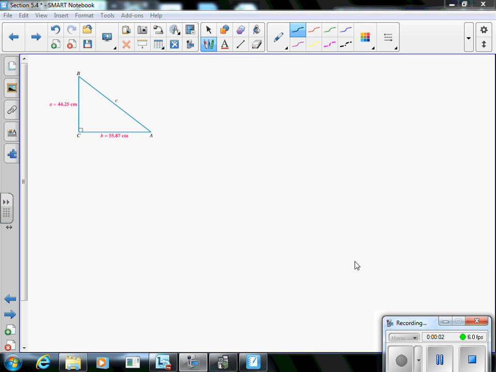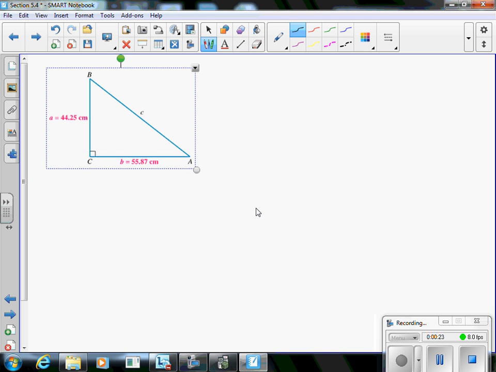Okay, now this is officially section 5.4 and we are solving right triangles. In this particular case, I have triangle ABC. I have side a at 44.25 centimeters, side b at 55.87 centimeters, and I need to find side c, angle A, and angle B.